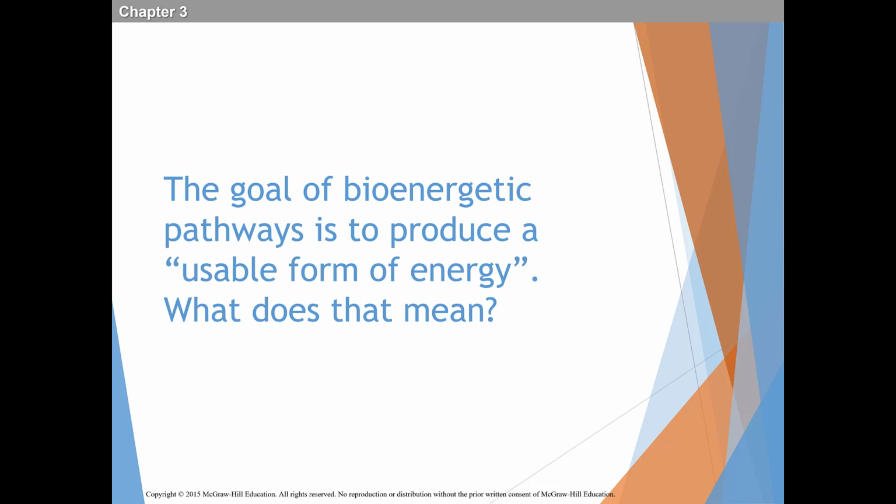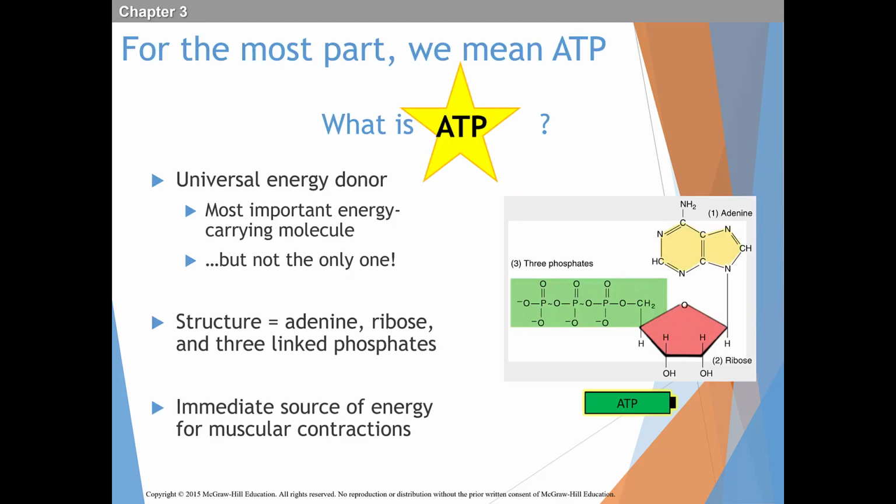We mentioned earlier that the purpose of our bioenergetic pathways or our energy systems is to produce what's called a usable form of energy. So in these next couple of slides, we're going to talk about what exactly this usable form of energy is. For the most part, when we're talking about a usable form of energy in this class, we'll be talking about a molecule called ATP.